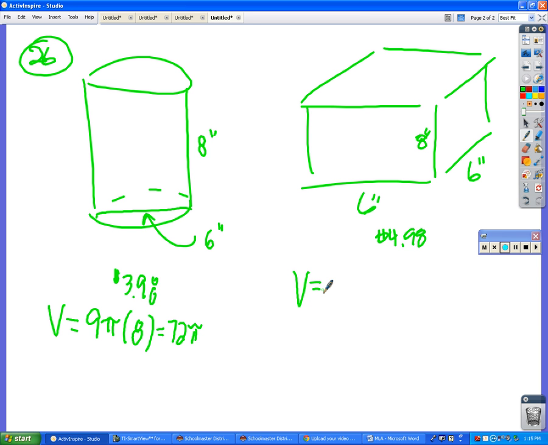What's the volume of this guy? How do I find that? Same thing, right? Area of the base times the height. Well, what's the area of this base if it's a square 6 inches on either side? 36, and then 36 times 8 is 240 plus 48, is 288. Okay.